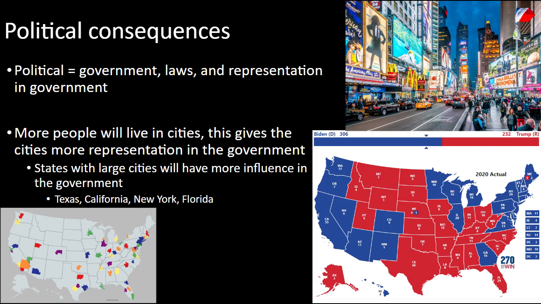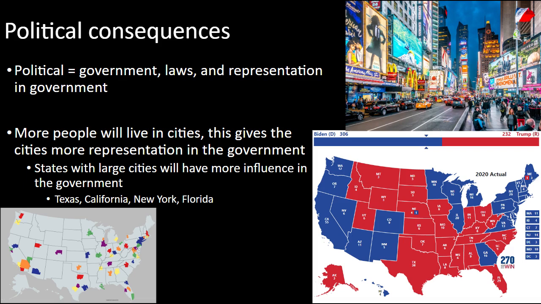States with larger cities have more influence in the government. So Texas, California, New York, Florida. If you look at our electoral map, you're going to notice that the higher the population, people living in these cities, the more electoral college votes they're going to have. Now, we didn't even talk about this in this course, but you're going to learn more about this as you continue on through your studies. It is important for you to understand that more people live in cities now than any other time in human history, and because of that, cities have more representation in government.